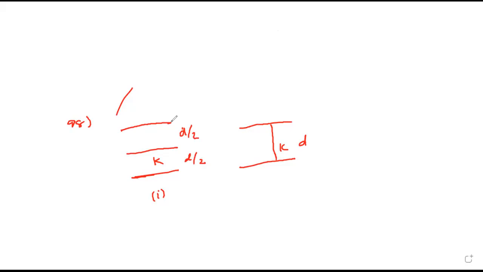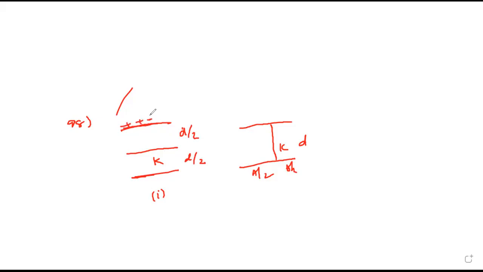First time the distance is divided, second time the area is divided, A by 2, A by 2. The ratio of capacitance in the two cases we want. So is the first one a series combination? Whenever the distance is divided, it is a series combination, we have written, correct?